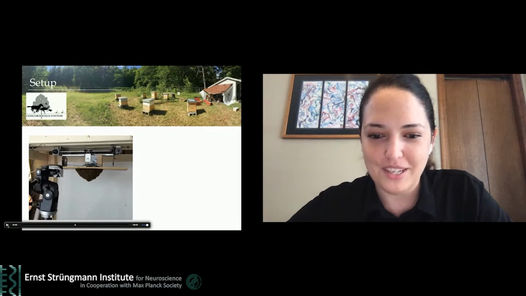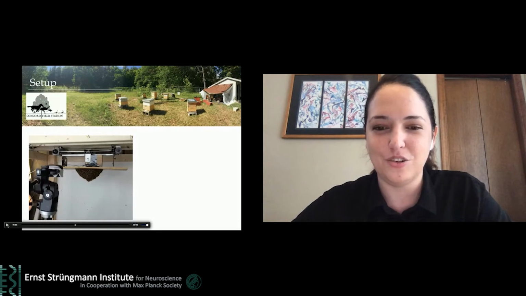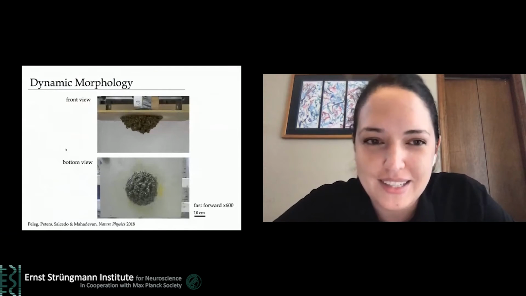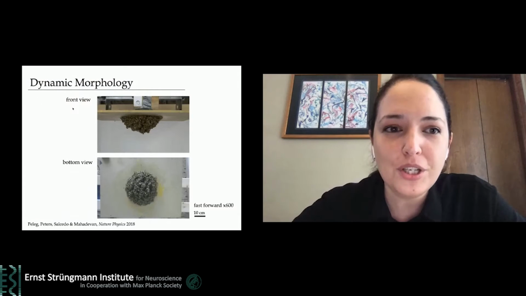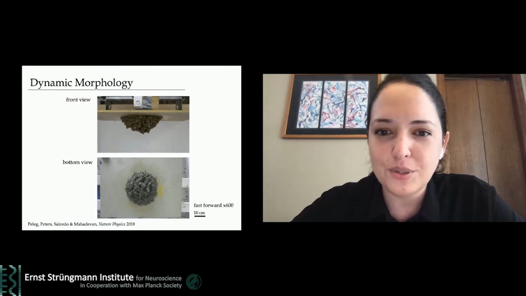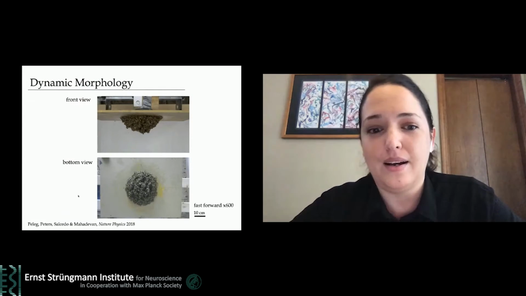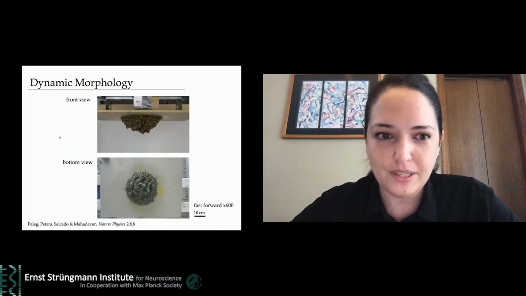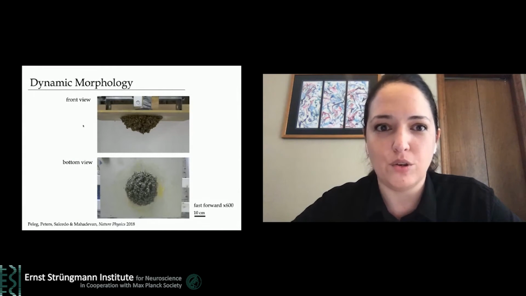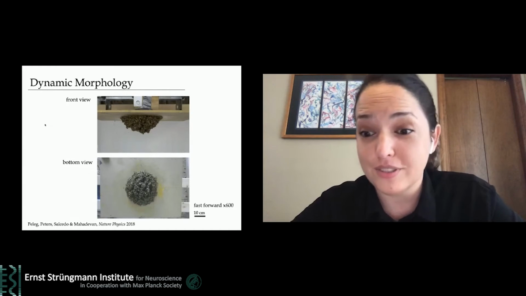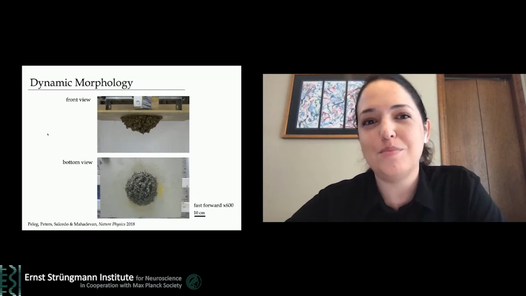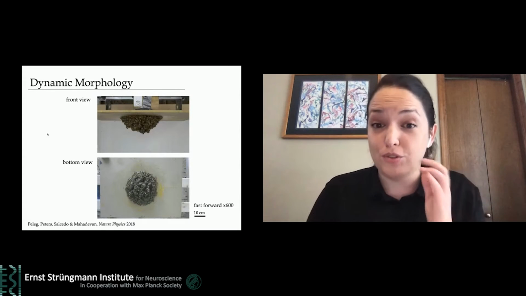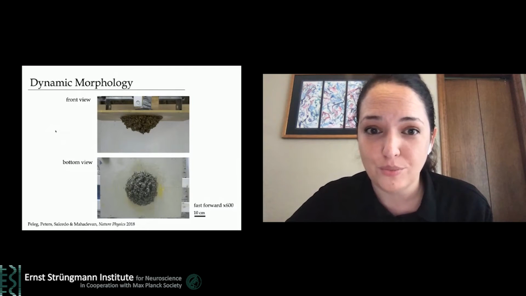Oops, let me stop this for a second. Let me go back here. Okay, so this is the gist of the results of the experiment. What I'm showing here is the front view at the top and then the bottom view. And we're shaking the bees left and right along the plane of this slide. And what you will see when I play these movies is that the bees change the shape of the swarm to adapt to the mechanical perturbation.